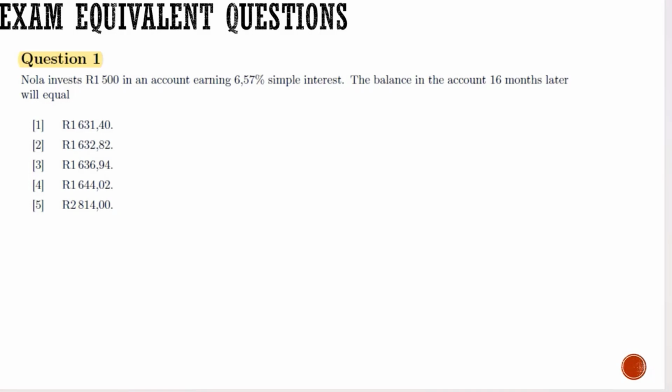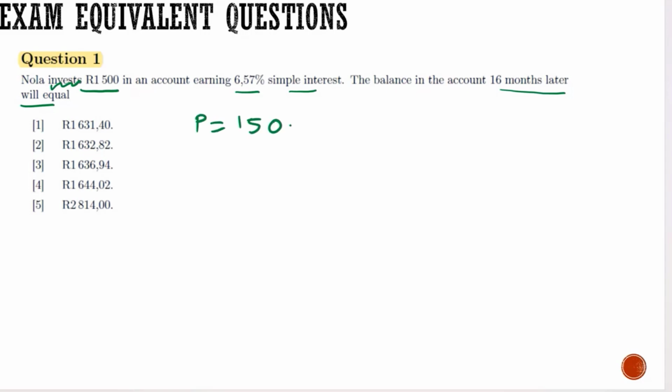I've picked up some exam equivalent questions to help you to see how these questions are asked in an exam context. So here, Nola invests 1,000 in an account earning simple interest. The balance in the account 6 months later will equal to. Okay, so now I'm going to pull this into smaller pieces so then you can plug it into your formula.